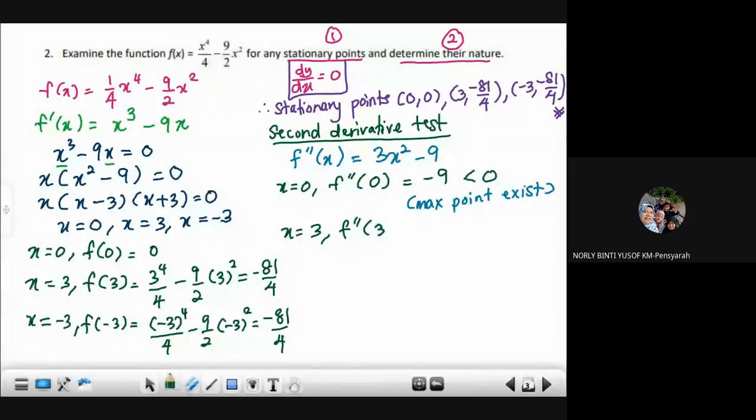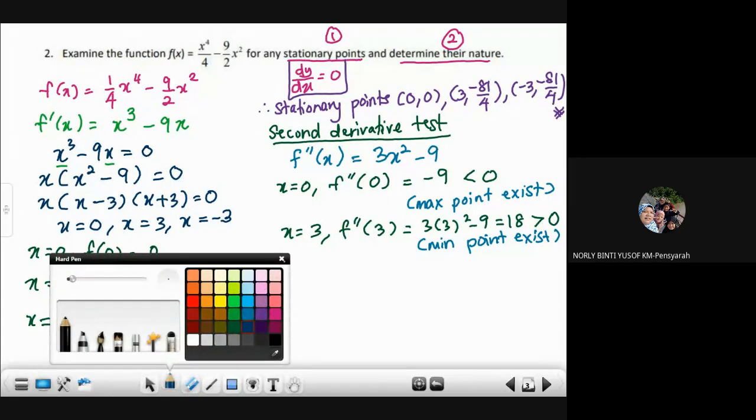So substitute inside. Put 3 in this. So you will get 3 squared minus 9. You got 18. 18 is positive, so greater than 0. Do this, then do the conclusion: minimum point exists. Okay, below the symbol 18 greater than 0. Because this is one line, it's okay. Okay, and then substitute x equals negative 3 as well.